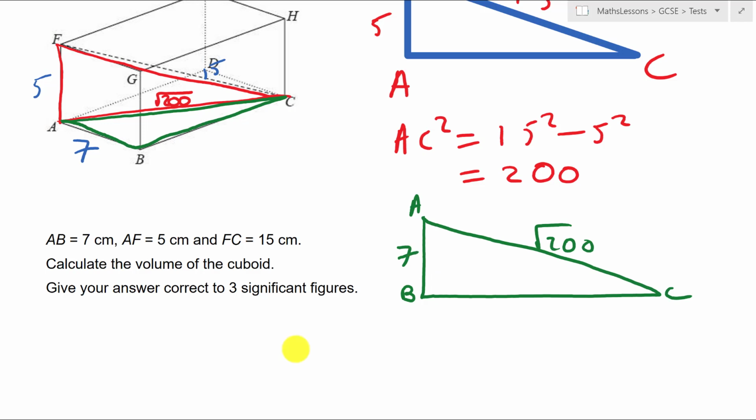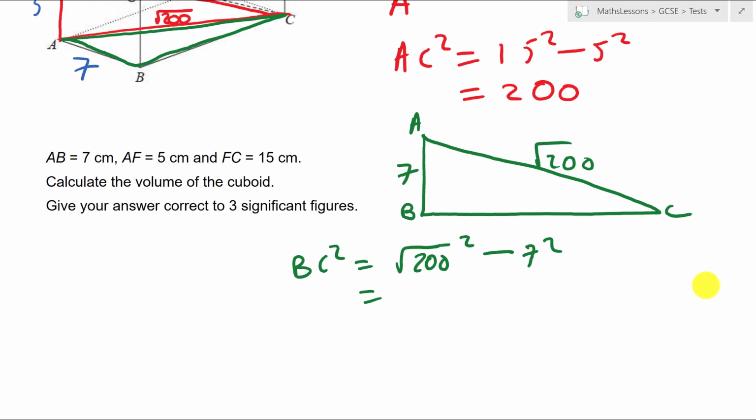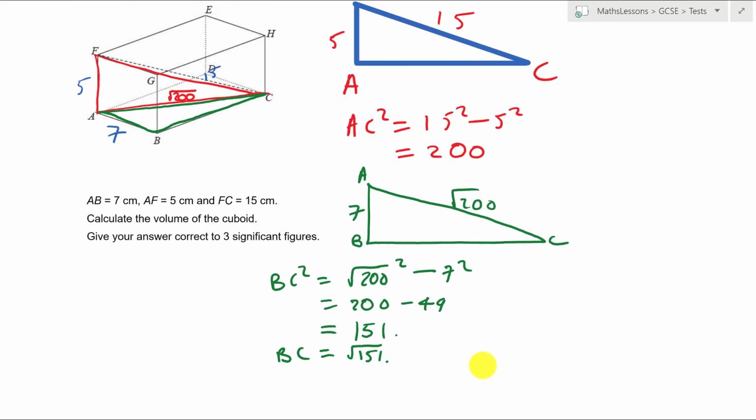So therefore BC squared will equal the square root of 200 all squared, not plus 7 squared, sorry, I'm going to take away this 7. So here we go. We're going to get 200 minus 49, which equals 151. So BC will equal the square root of 151. So the volume of our cuboid, let's just get that all on one screen.